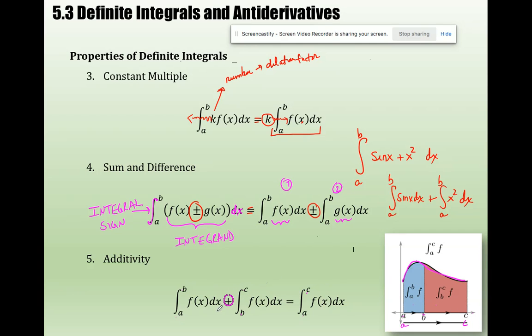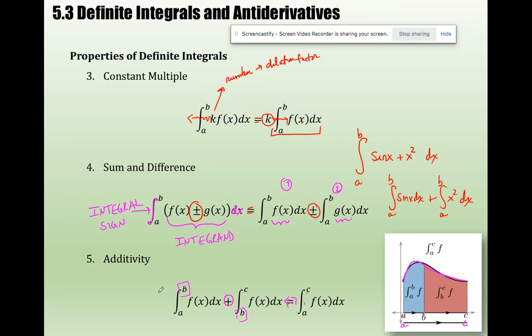Sometimes I like to have 2 integrals. Sometimes I like to have 1. I can go either way. I can have 1 integral and break it up into 2, or have 2 integrals and break it up into 1, as long as those values match.